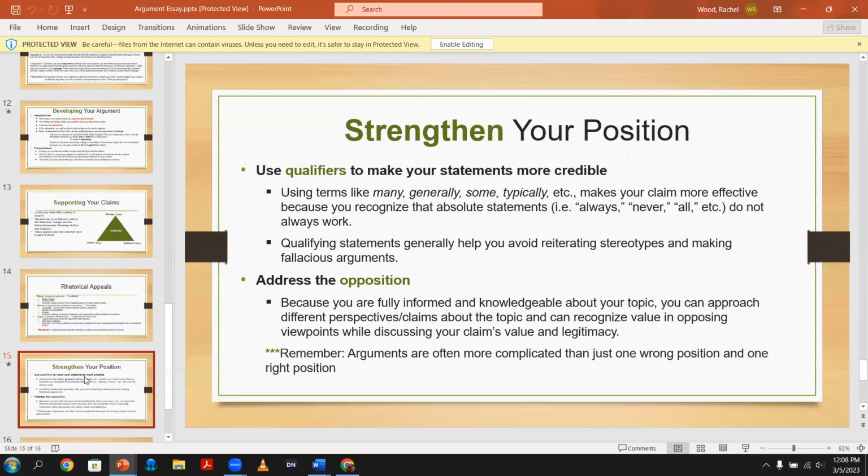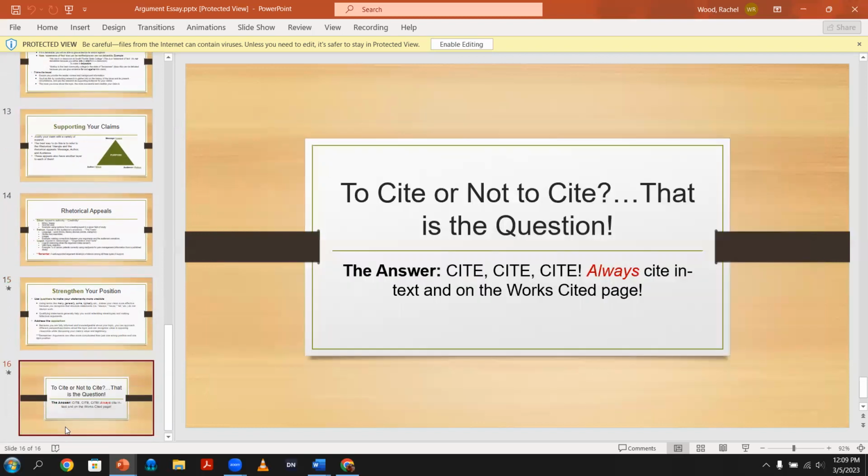And like I told you earlier in the video, address your opposition. If you do not address your opposition, your claim becomes weakened. You're fully informed about your topic. You can approach different perspectives and claims about the topic and recognize the value in the opposing viewpoints, while at the same time discussing your claim's value and legitimacy. Arguments are often more complicated than just a wrong or right position. Not everybody is going to agree with what you're saying.